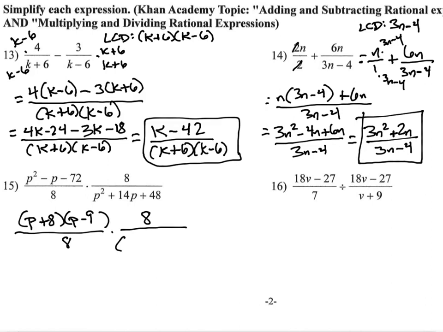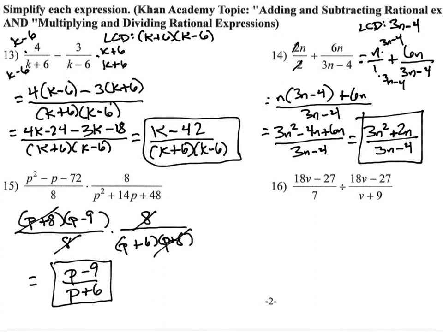Now two factors of a positive 48 that add up to 14. How about plus 6 and plus 8? Now the 8's cross off. Only whole terms can cross off here, so that p plus 8 is gone. And we're left with p minus 9 over p plus 6. And I know some of you are tempted to cross off those p's, and we can't because those p's are parts of terms. 16.